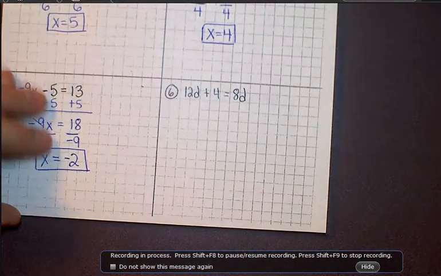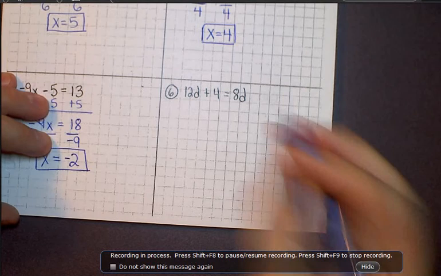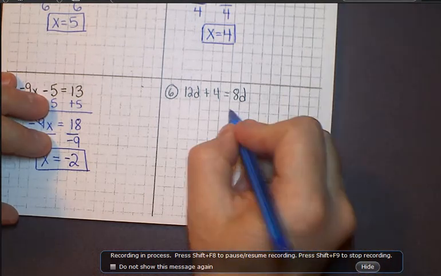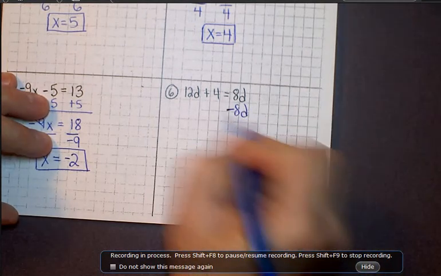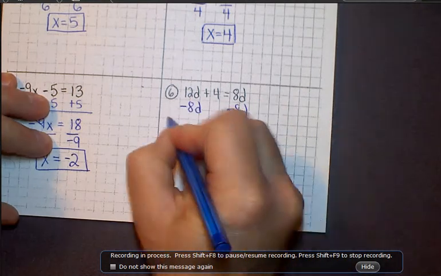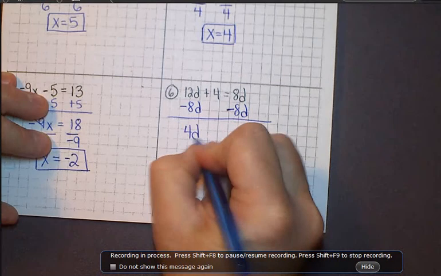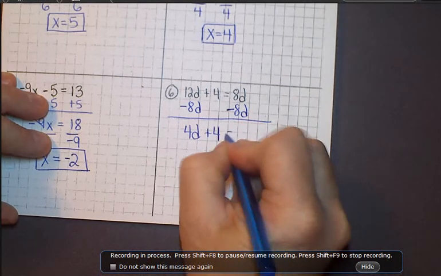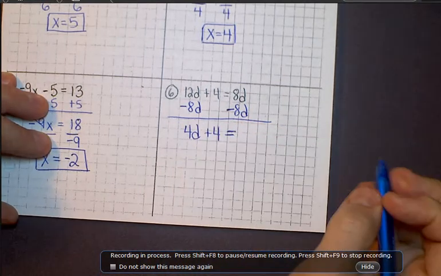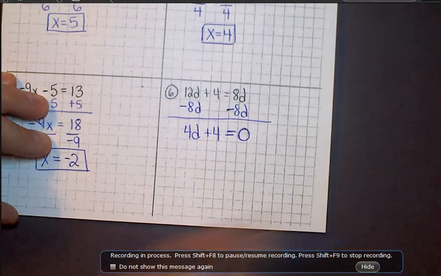And then finally, number 6. Again, d's are on both sides. This time something interesting happens if you don't keep track of it. On the right hand side, I'm going to subtract 8d since it's on the other side of the equal sign. Then the 12d: I get 12d minus 8d, that's 4d plus 4 is equal to, don't lose that equation, 0. 0 is a number, it's good, it's by itself on the right hand side.